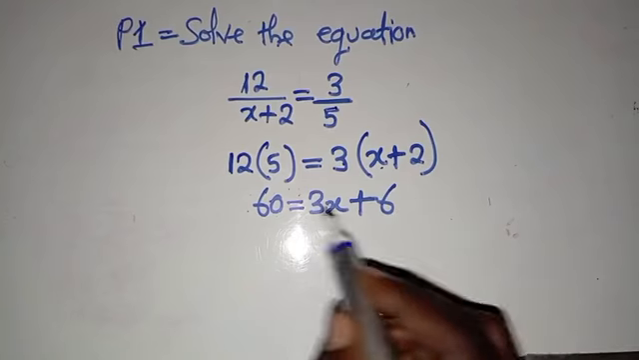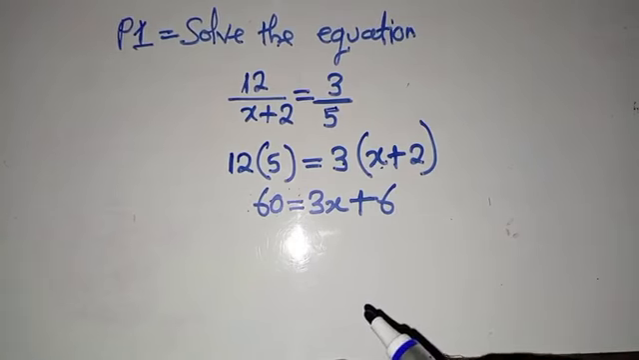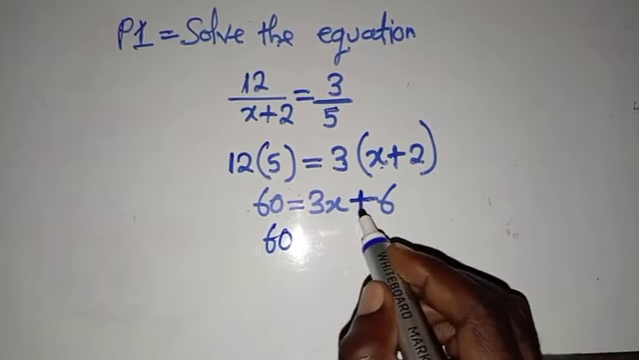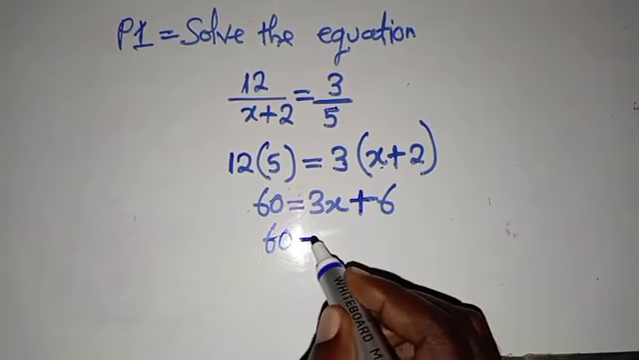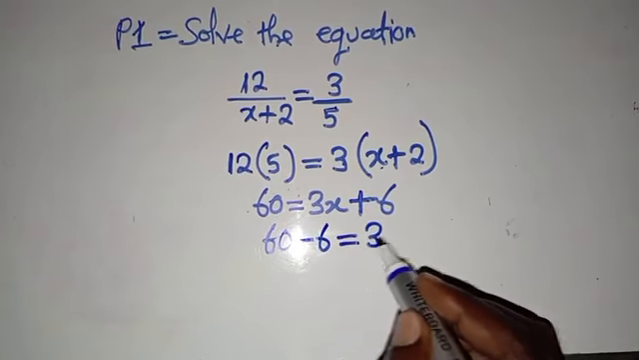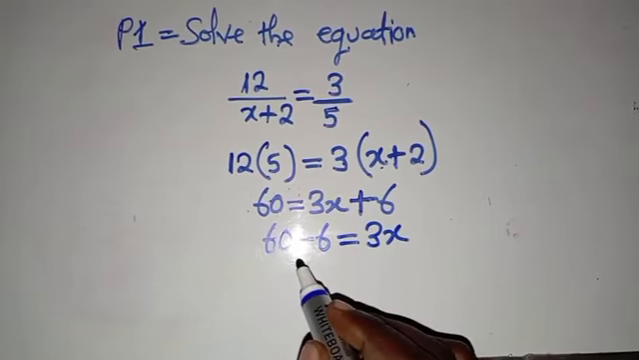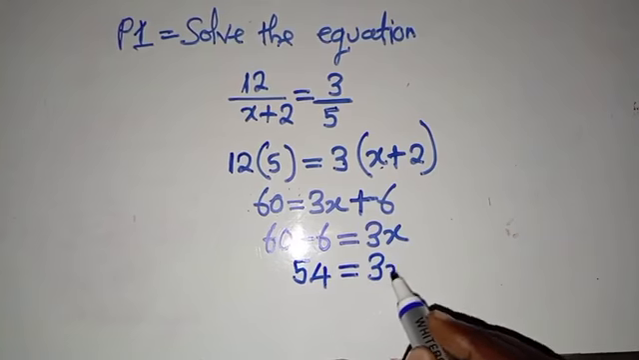So have you seen? This is what we've come up with. From here, what are we supposed to do next? Group the like terms. 60, this is positive. When it moves to the other side, it becomes negative. Negative, isn't it? Which is equal to what? 3x, like that. So what is the answer there? We are going to get 54, which is equal to 3x.